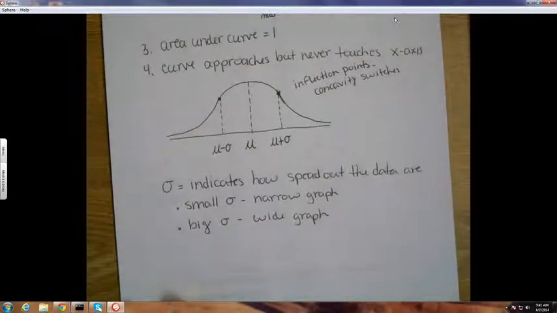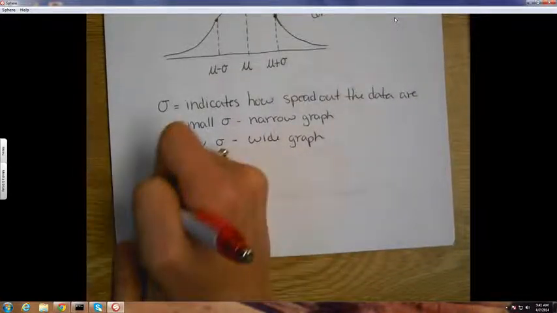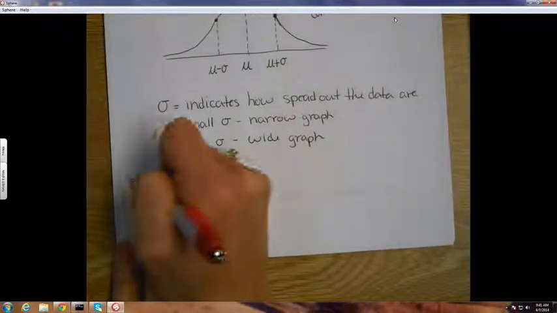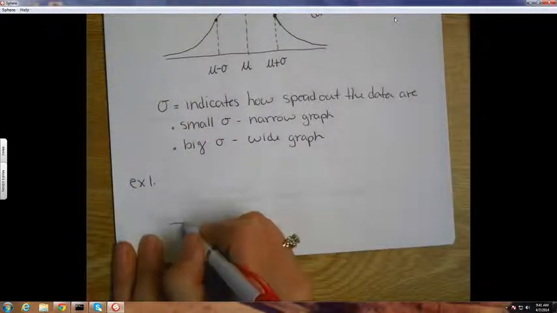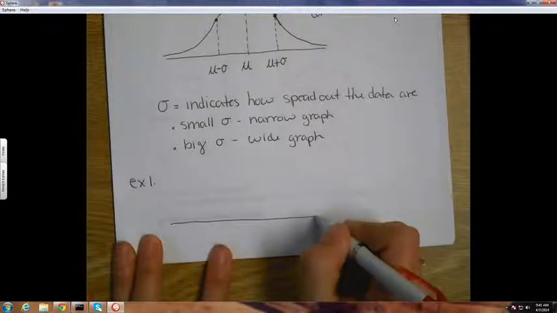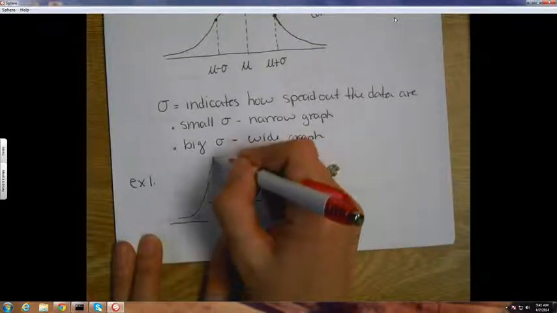Okay, so a small standard deviation gives you a narrow graph, big standard deviation gives you a wide graph. Example 1 then. I'm going to give you 3 graphs, all on the same axis. Tall, skinny graph.